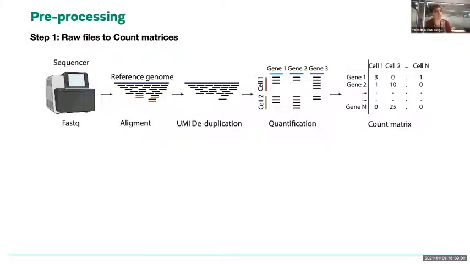Once the aligned reads are clean, you can then quantify how many reads are present per gene and which cell they came from. That will create a count matrix in which your cells are your columns and your genes are your rows, and then a bunch of numbers in that table. This is basically the object that you can then import into R and into the Seurat pipeline and do all of the rest of the analysis.